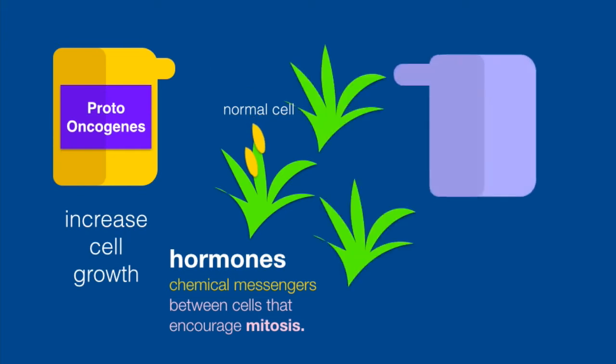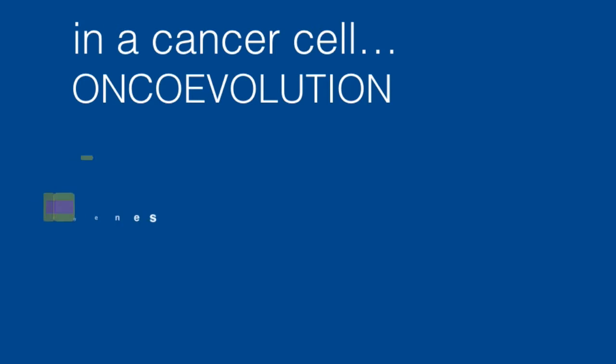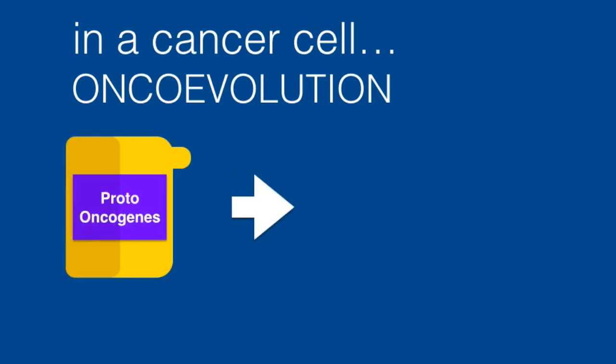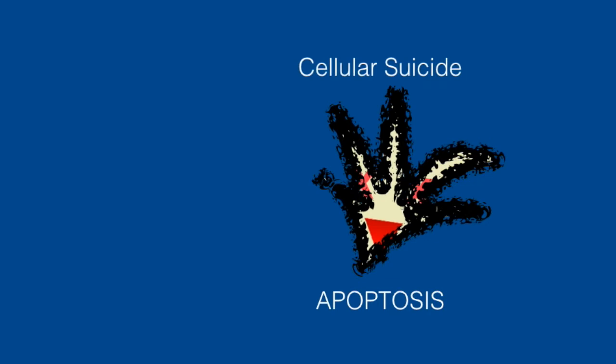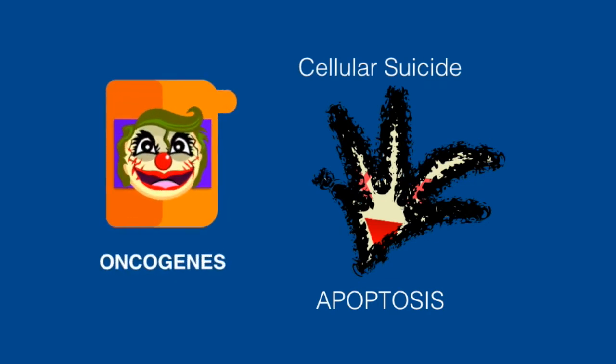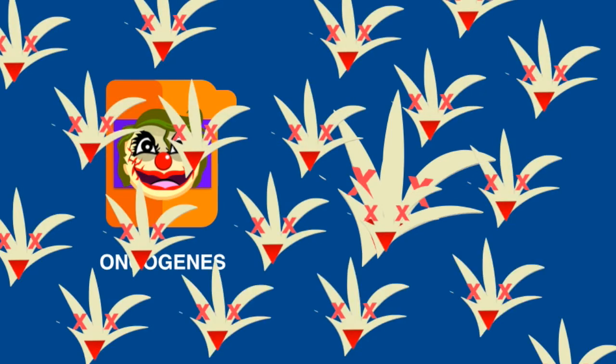But your cells also have tumor suppressor genes, which prevent growth of tumors. In a cancer cell, however, oncoevolution takes place, where proto-oncogenes become oncogenes. Usually, damaged cells go through a process of apoptosis, which is basically cellular suicide. But oncogenes allow these cells to survive and grow and multiply in number.